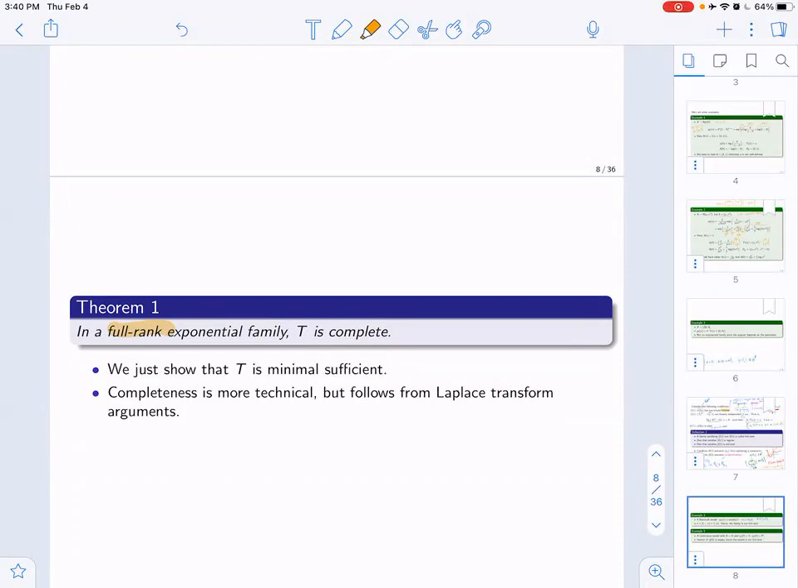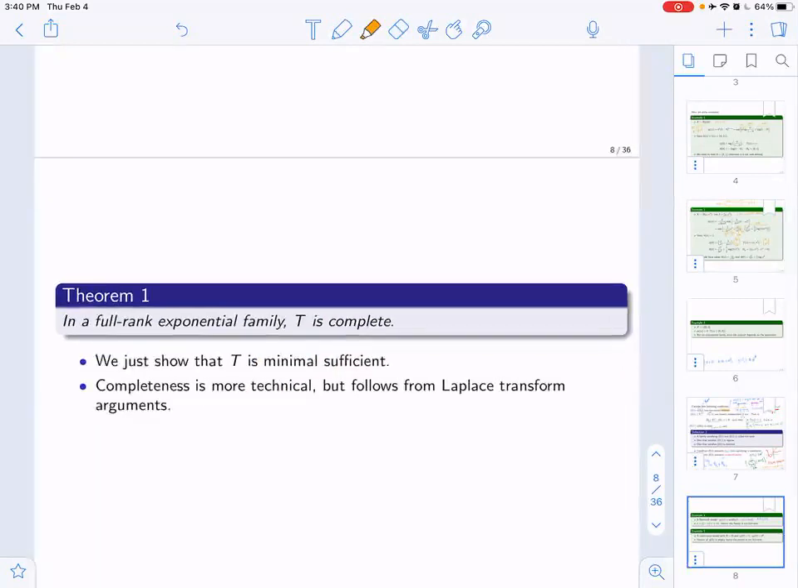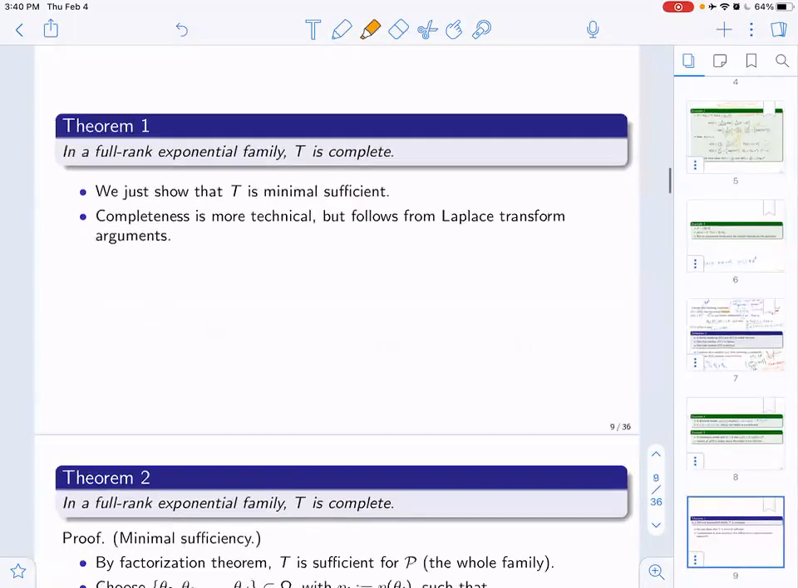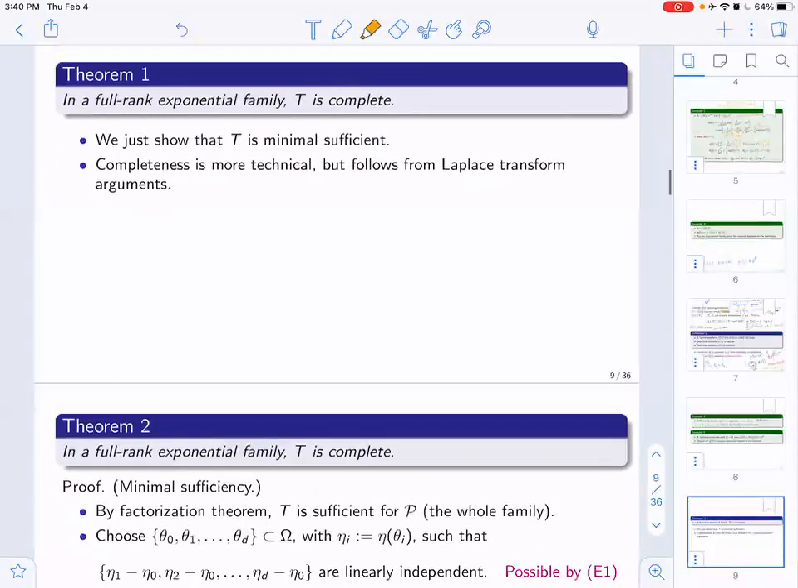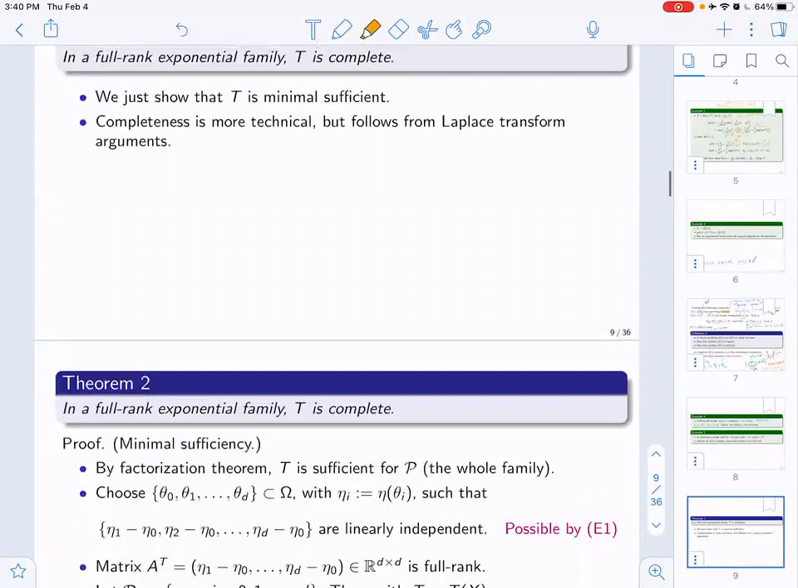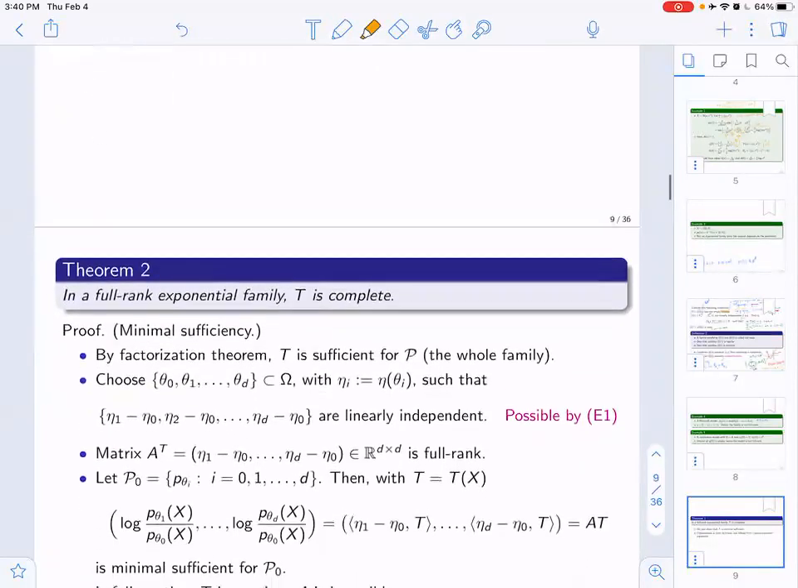So this result you can use to deduce completeness in many examples of interest. And in fact, I'm not going to show completeness. I'm going to ask you to believe this, and I'm just going to show the minimal sufficiency, which is a weaker statement. For the completeness, if you have thought about this in your homework problems, it would be a little bit more technical, but essentially it reduces to an inverse Laplace transform argument. So you want to show that the inverse Laplace transform is unique, basically, for the measure that you're looking at. And the complete full rank assumption is all you need.